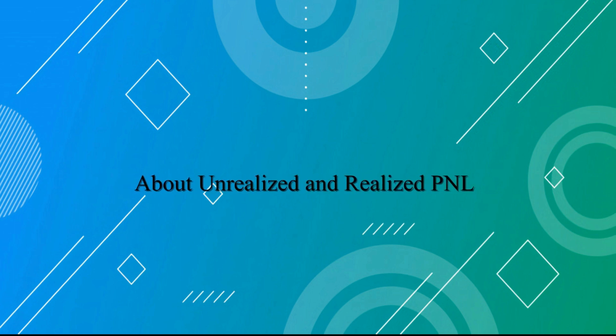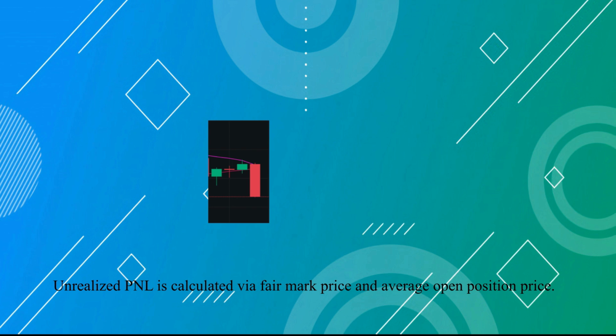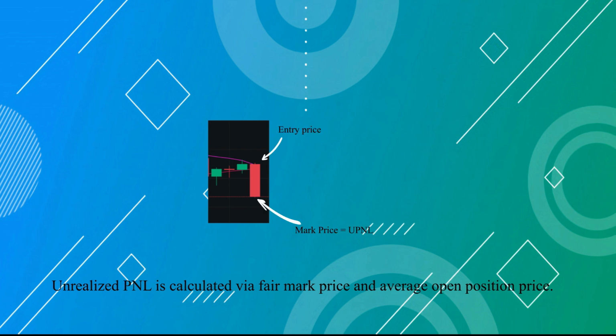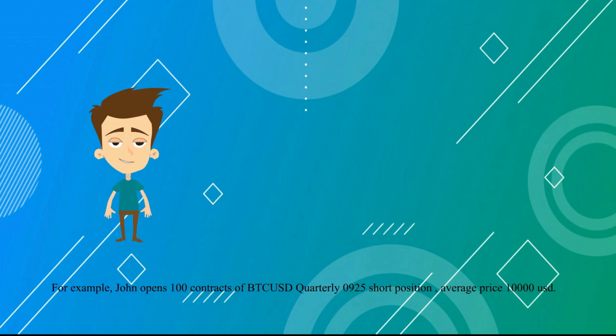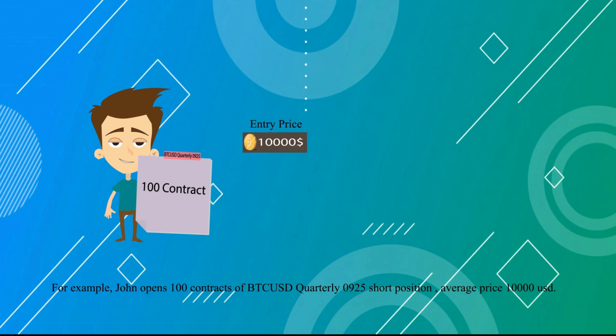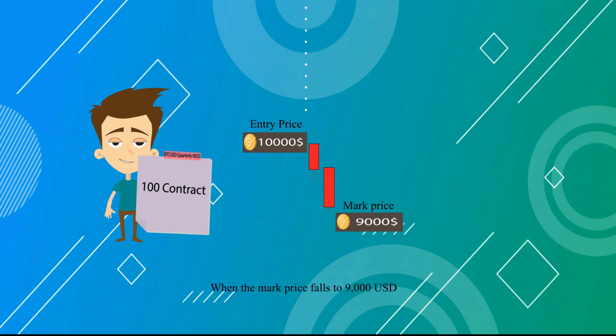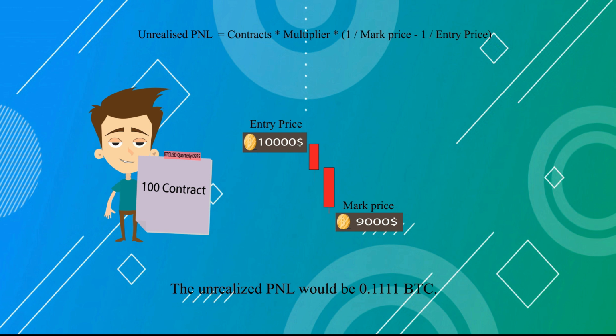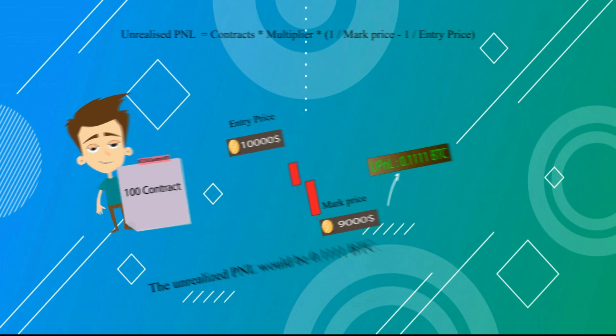About unrealized and realized P&L. Unrealized P&L is calculated via fair mark price and average open position price. For example, John opens 100 contracts of BTC USD Quarterly 0925 short position, average price 10,000 USD. When the mark price falls to 9,000 USD, the unrealized P&L would be 0.1111 BTC.